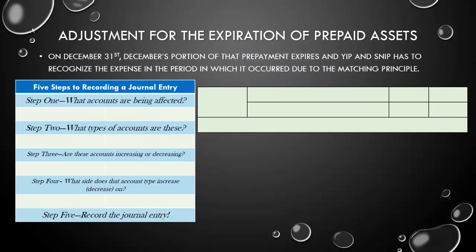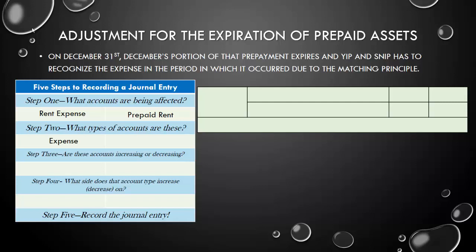At the end of the period, we're going to have to make an adjustment because some of this rent is going to expire. So on December 31st, December's portion of the prepayment expires, and Yip and Snip has to recognize the expense in the period in which it occurred due to the matching principle. So we have to record the rent expense for December on December's books. Well, what accounts are being affected? I just said one of them, rent expense. What other account is being affected? We're going to have less prepaid rent on our books because one of the months that we prepaid for has passed. So that is going to be our second account being affected.